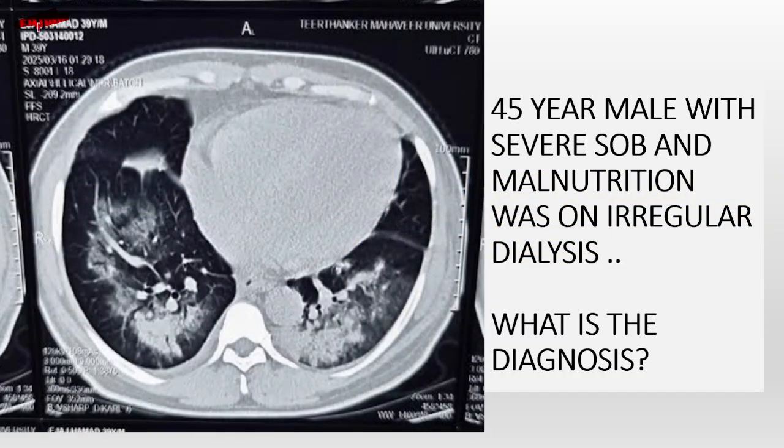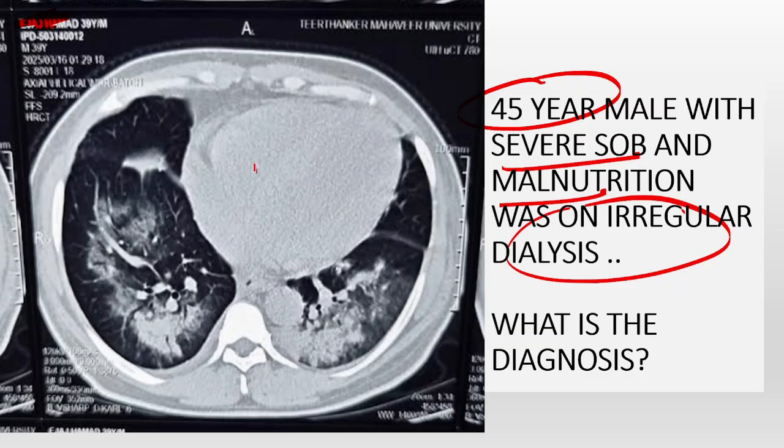Another spotter. Many students wrote it as pneumonia, but look at the clue. 45-year-old male, severe shortness of breath, malnutrition, irregular dialysis. What is it? It is the counterpart of the bat wing appearance in the chest X-ray. In the CT, particularly in this section, you can see these kinds of diffuse infiltrates. At least in the axial section, you should be able to make out that it is centrally predominant infiltrates. You will see this only in pulmonary edema. If this kind of background history is not there, yes, of course, you can think of some other diagnosis, but if this background history is given, the diagnosis is none other than pulmonary edema.